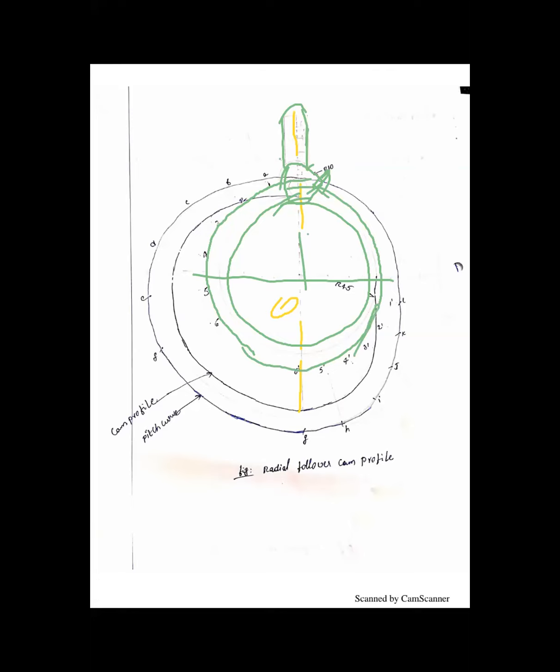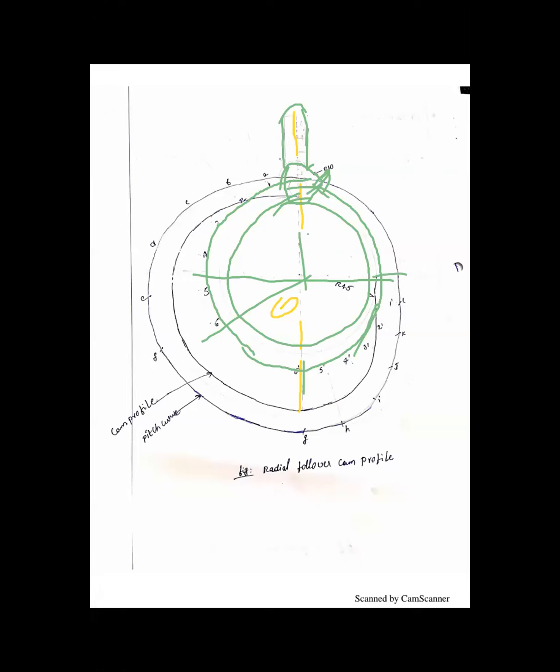Now you have to divide this portion. The cam is rotating in the clockwise direction, so divide the portion starting from the left side. The outstroke period is 120 degrees, the dwell period is 60 degrees, the return stroke is 90 degrees, and the remaining dwell is 90 degrees.